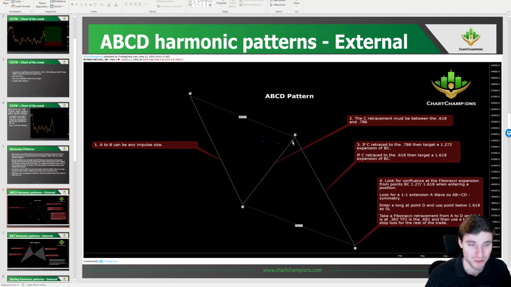Like, I can almost guarantee that, because you cannot just short every 618. But anyway, or long every 618, but anyway, once you've got the C leg, this is where you envision the D leg coming down. Okay, and as mentioned here, if the C retraced to the 618, so if you come up to the 618 here, you will target the 1618 expansion. Okay, and if it hit the 786, then you target a 1272 expansion.